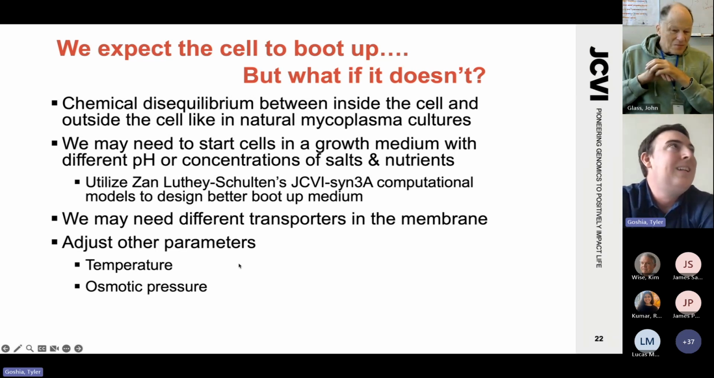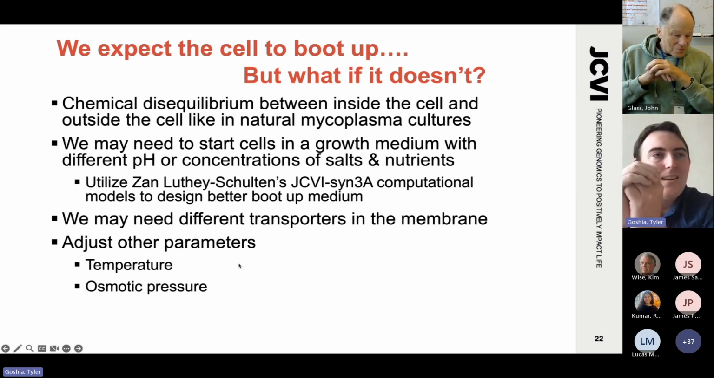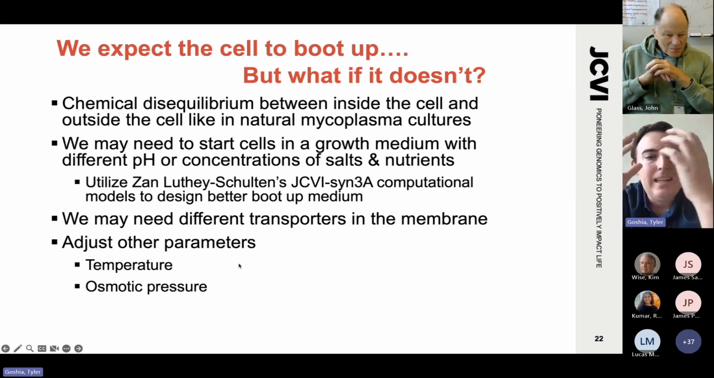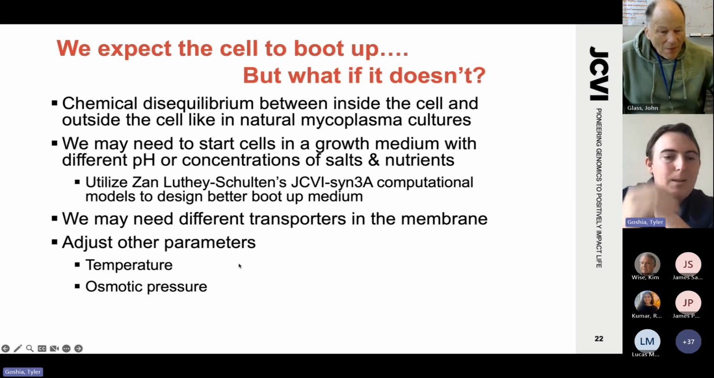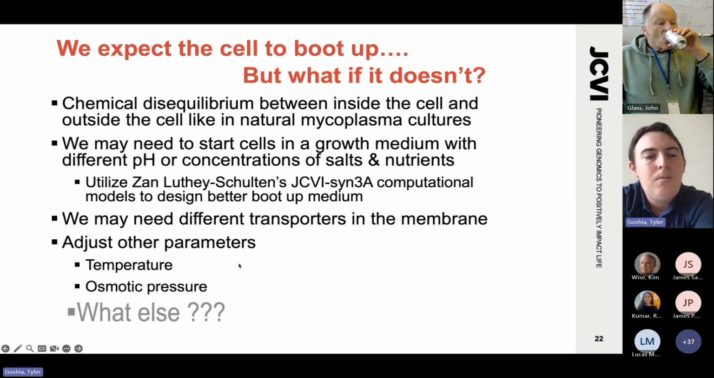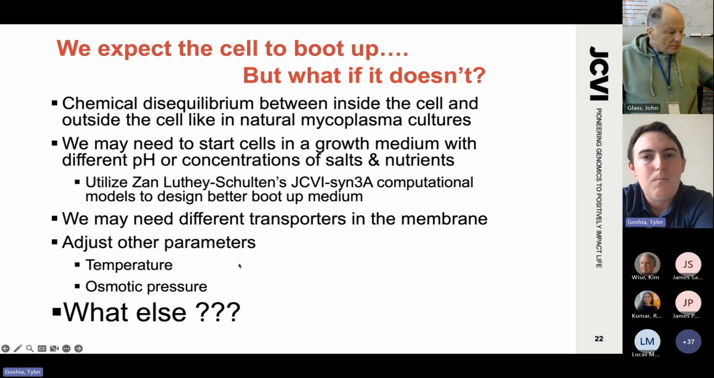And we can adjust other parameters. When you think about combining a membrane and TXTL and a genome all together, it might take some adjusting. So you might need to lower the temperature and give it time or change the osmotic pressure. So those are some things we're thinking about, but I'm curious what else there might be and what are your thoughts?